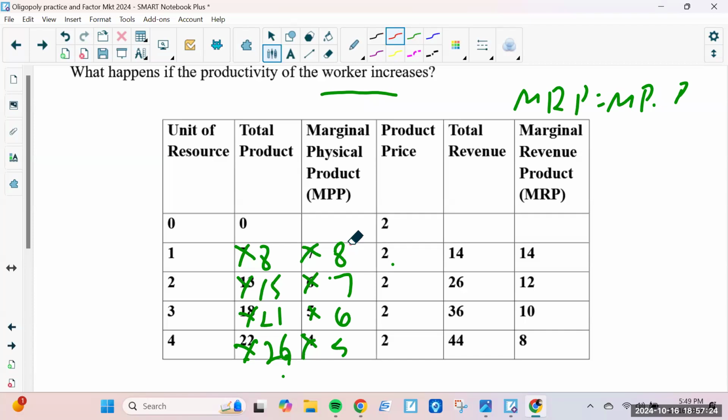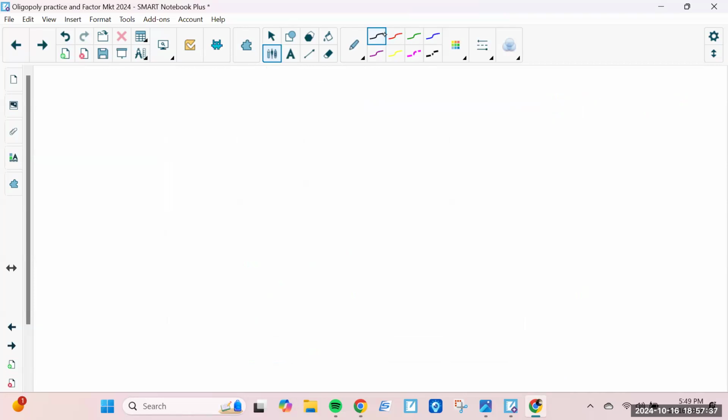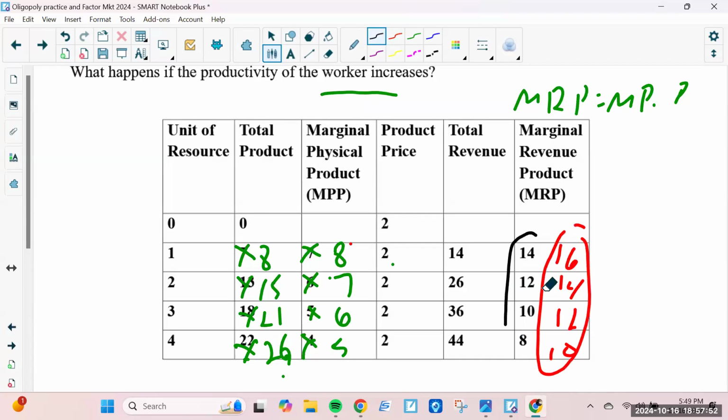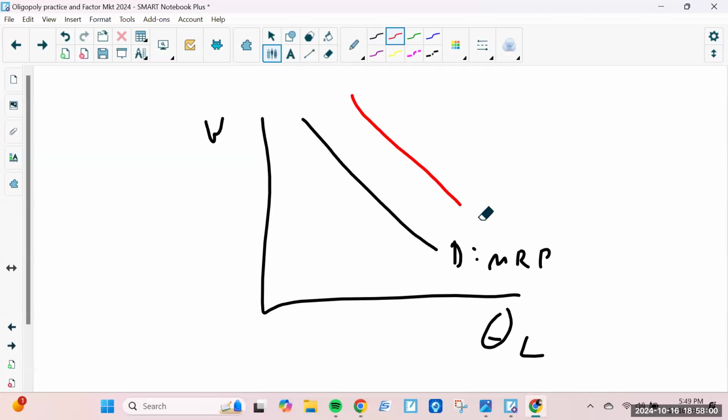Now it's 8 times 2 is 16. 7 times 2 is 14. 6 times 2 is 12. And 5 times 2 is 10. Notice that the red is further out to the right. So if I were to graph this, then my MRP, quantity of labor, because we're in the factor market, wage rate, you've got your downward sloping demand curve, which is the same thing as your MRP, the demand for the worker. Those numbers right there would coincide with these numbers right here in black. And when I increase your productivity here, it causes the demand for the worker to shift to the right.